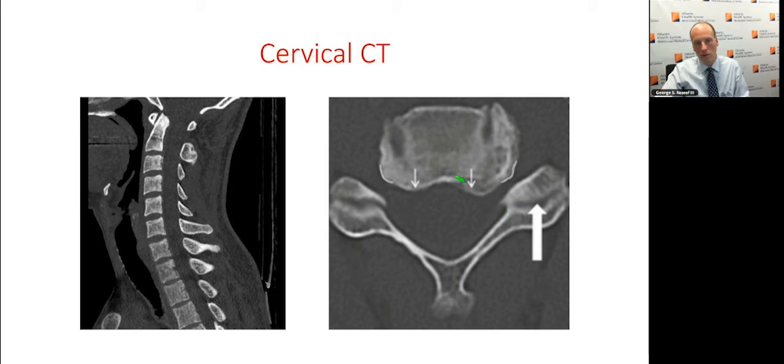You'll see the big arrow and the small arrow, and that leads to neuroforaminal stenosis. And this patient presented with a lower motor neuron compression radiculopathy. And you see how much more open this foramen is versus this one.